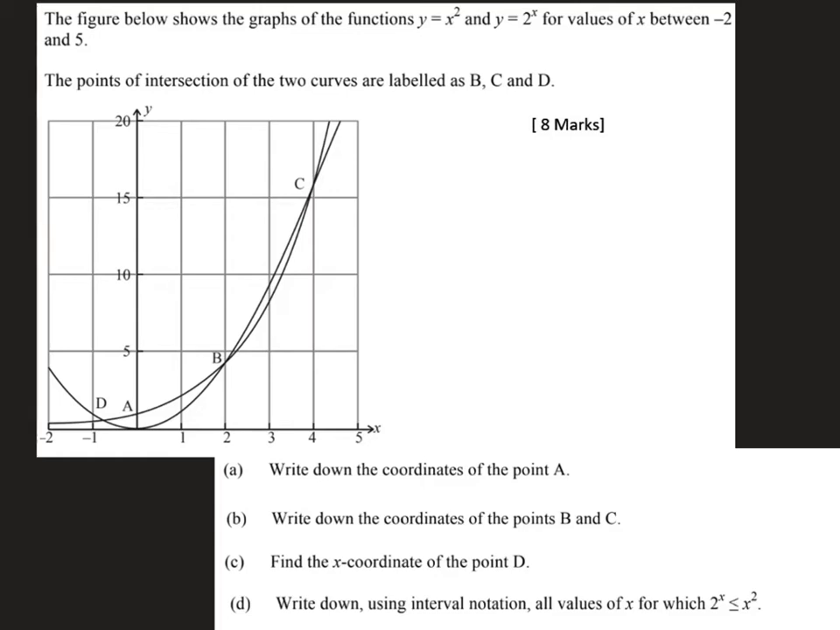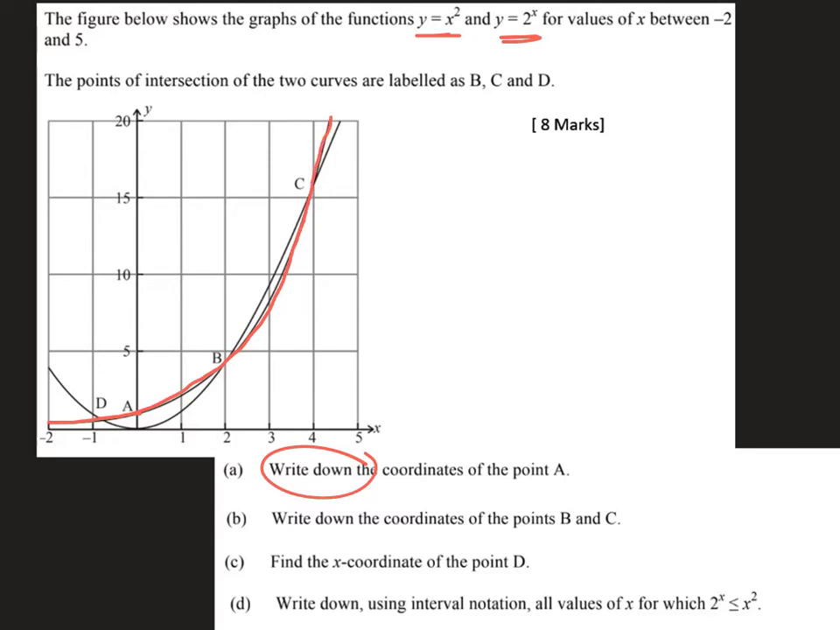In question 3, you're given two functions, a quadratic function and an exponential function, and you're asked to identify the points A to D. So the first part then, write down the coordinates of the point A. Remember, write down should be straightforward. The point A is clearly the intercept here of this function. So hopefully you can at least tell the two functions apart.